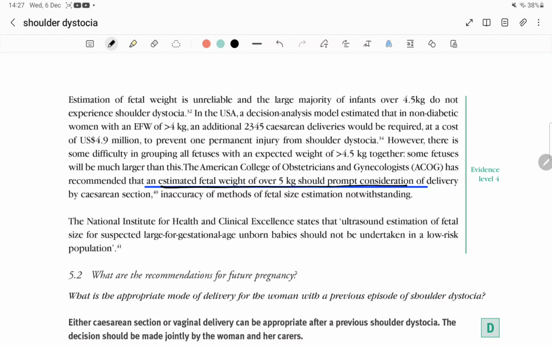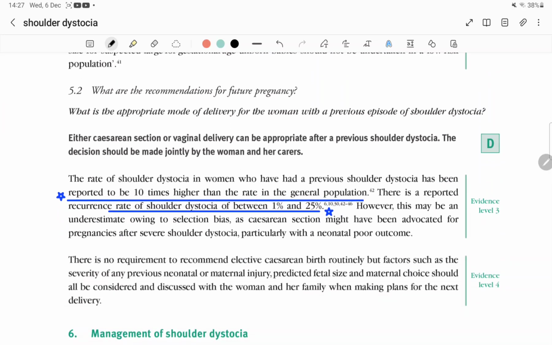And this we talked about already. Now coming towards the recurrence. This is also an MCQ of the mastering. 10 times recurrence and 1 to 25%. 10-fold recurrence in folds, and in percentage it is 1 to 25%.